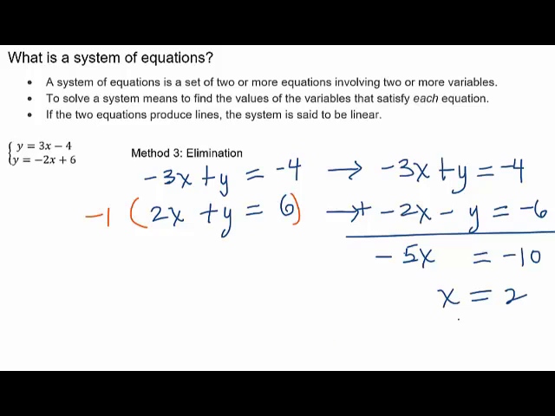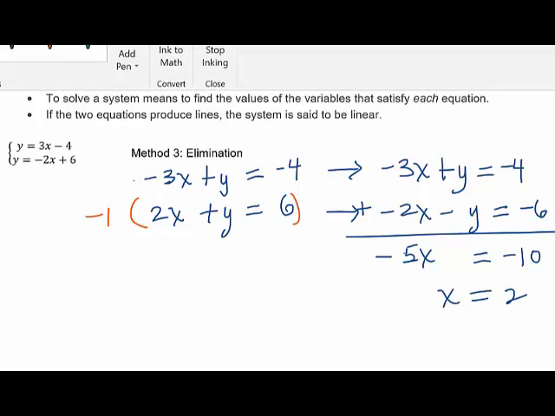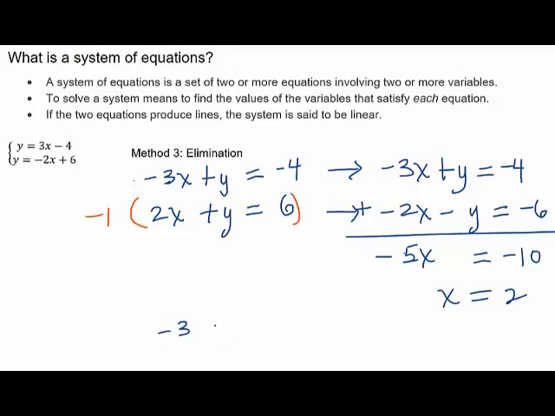And lastly, you also have to figure out what y is, and so go back to one of the given equations. It doesn't matter which one. I'll use this first one, -3x plus y is equal to -4, and solve for y. So that's -6 plus y is equal to -4, and then add 6 to both sides, so we get y is 2.